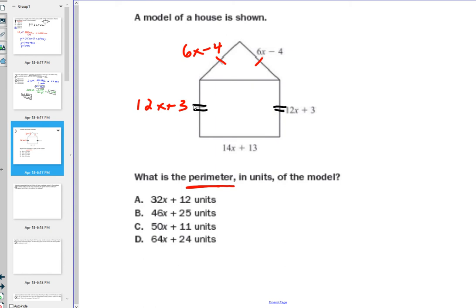Instead of writing this all out for you so we can just get moving, if you go around the world and add up all the x's, what is 6x plus 12x plus 14x plus 12x plus 6x? What do all the x's add up to? 50x. And then when you add up all the constants, negative 4 minus 4 plus 3 plus 13 plus 3, what is that, 11?